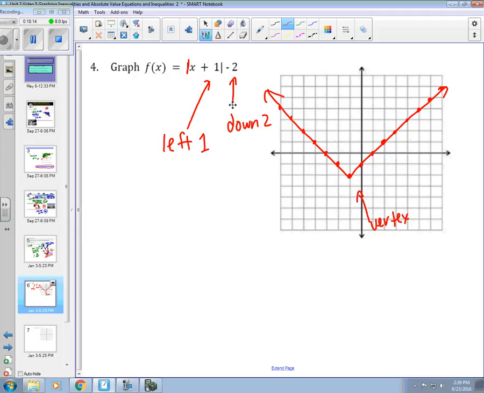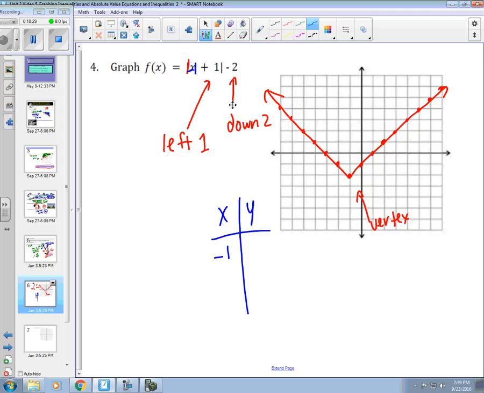If you made an XY table like we did before, you should get the exact same points as we got here. Just to show you it works, watch if we put, say, negative 1 in there. If you put negative 1 in for x, negative 1 plus 1 is 0.